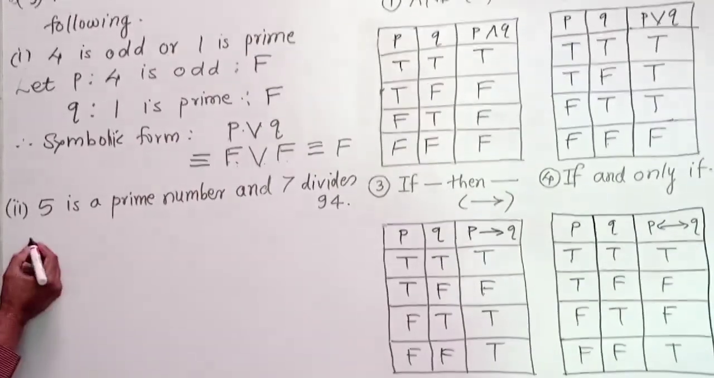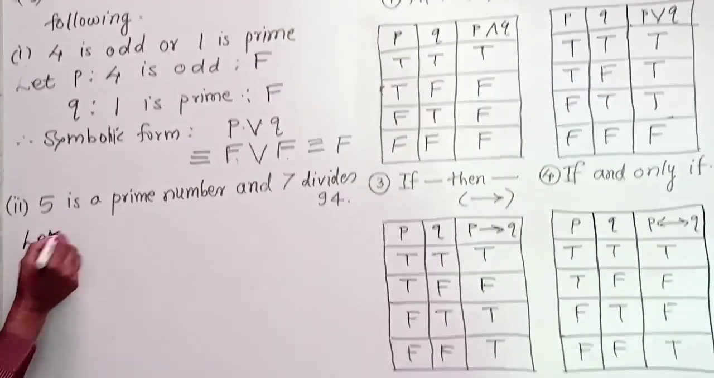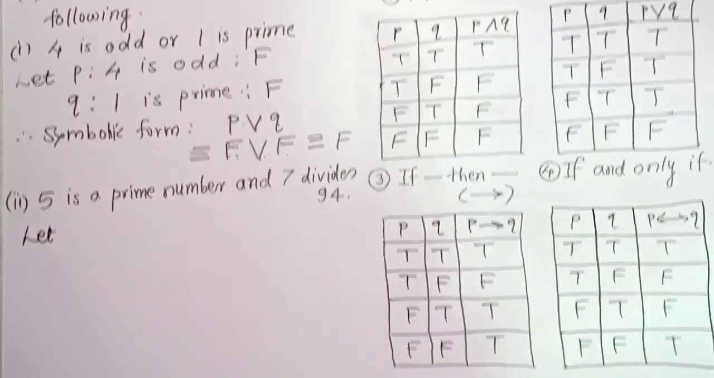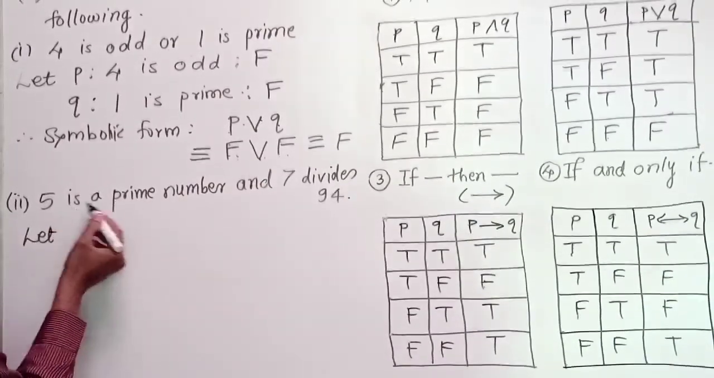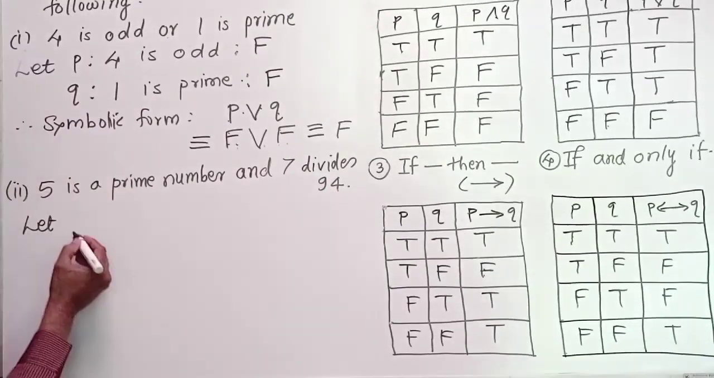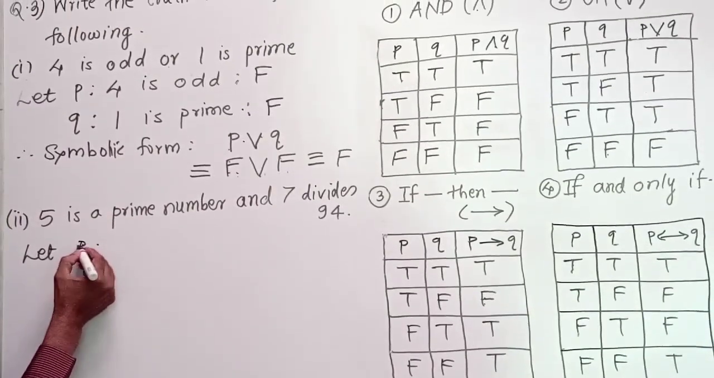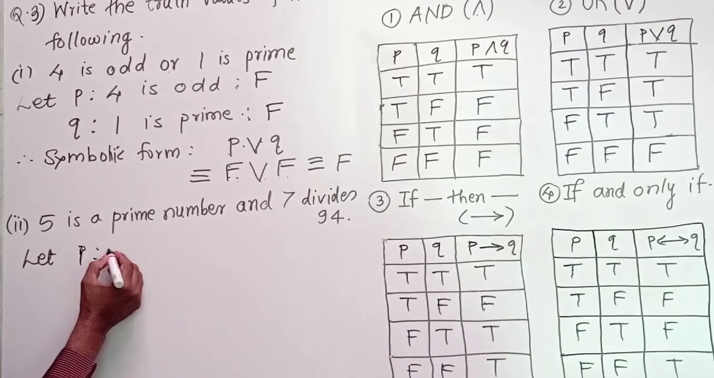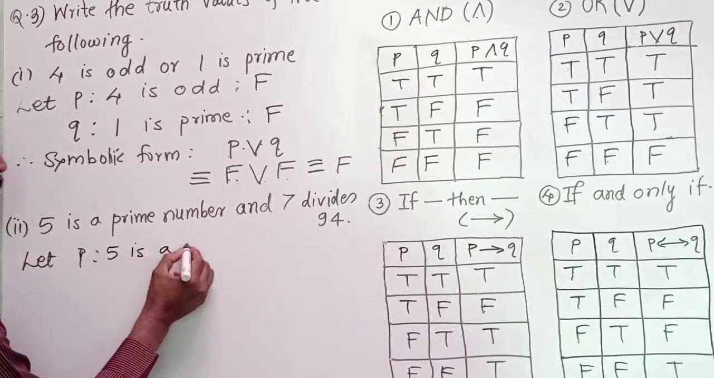Then we consider the second example here. Here also we consider two separate statements. The compound statement is 5 is a prime number and 7 divides 94. First, the simple statement P is 5 is a prime number.